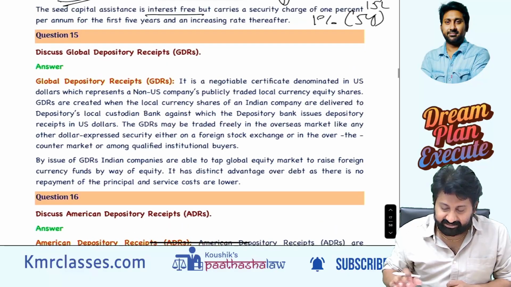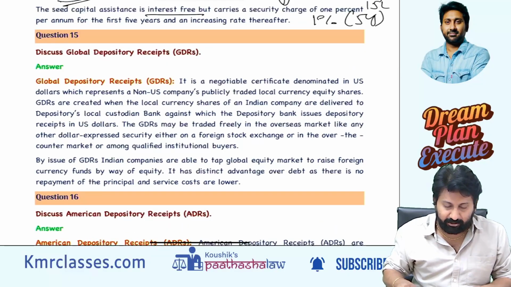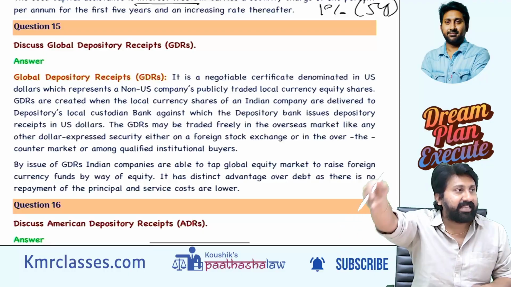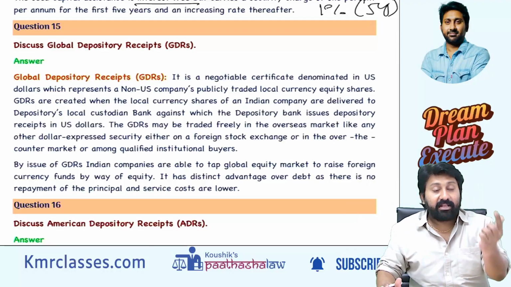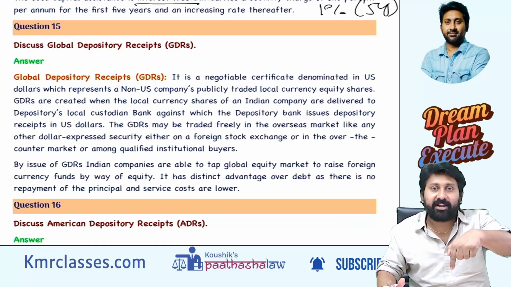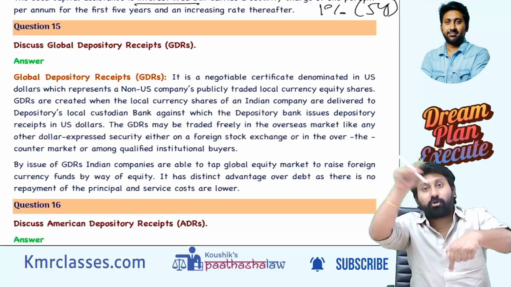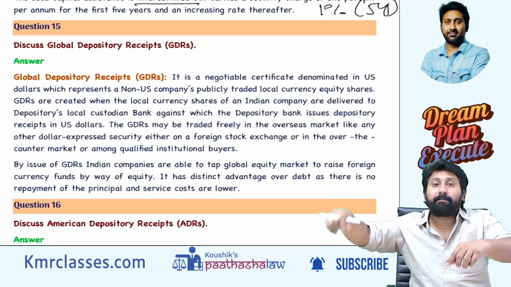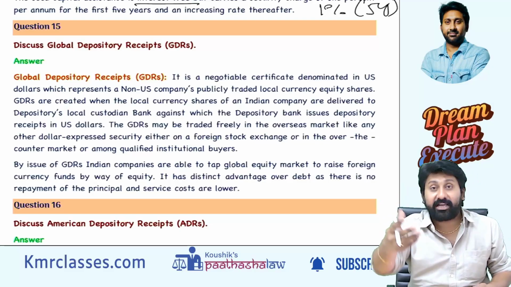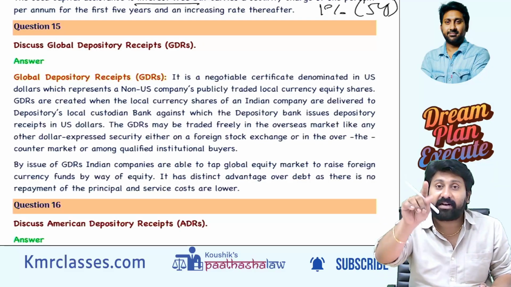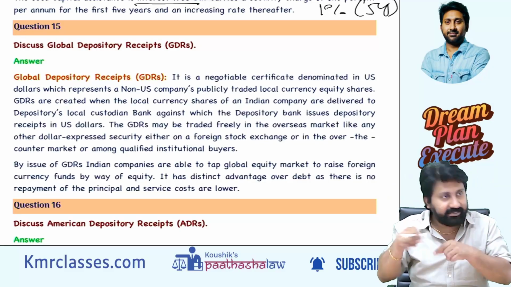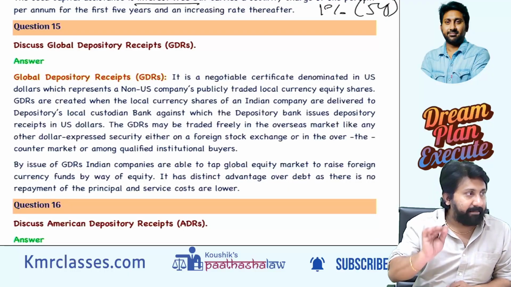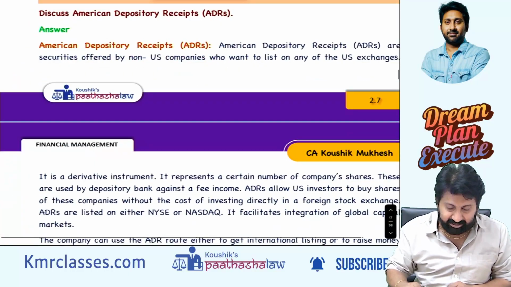Global depository receipts means other countries can invest in our country's equity shares, not directly. They will issue receipts to a depository in India, and the depository will issue the receipts to the public in India. The public has to convert those receipts into shares, then they will become the shareholders and get the dividend. If you do not understand what I said, go back, listen and come back again. So this is the main idea behind this.